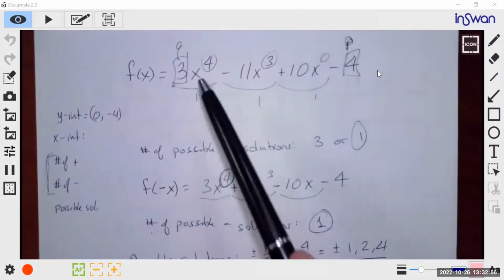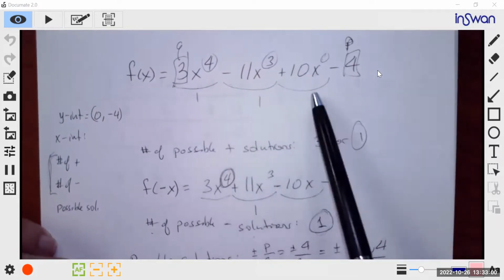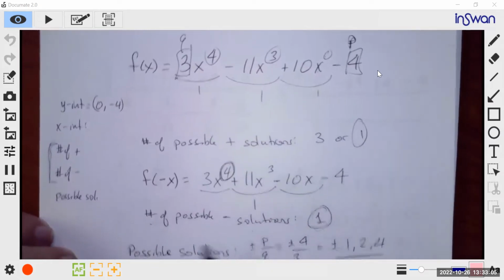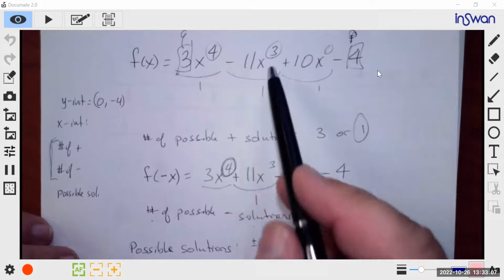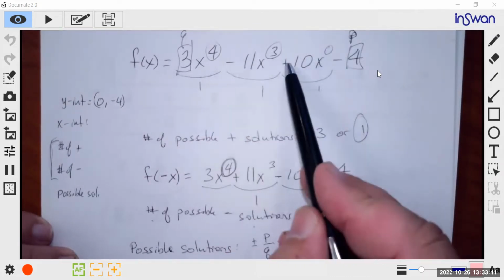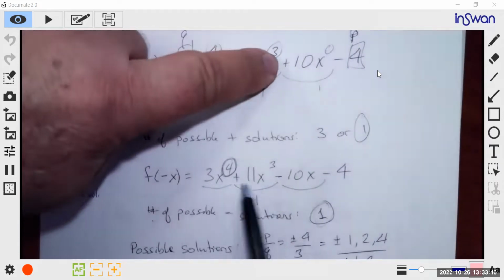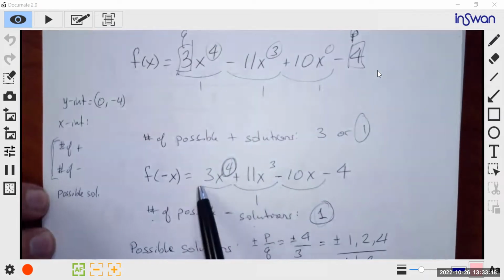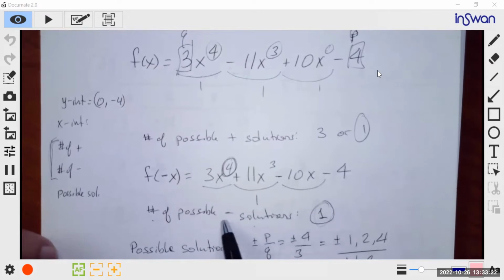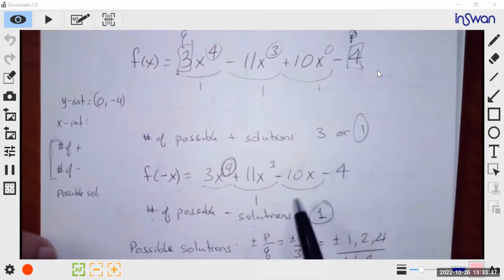All right, so here's our equation. The number of possible positives is the sign changes. We have 3 of them or 1 of them. For the possible negative solutions, if it has an odd exponent, just change the sign in front of it. So that positive becomes negative, that negative becomes positive. Now count the sign changes. There's 1. So we're going to have 1 negative solution, and either 3 or 1 positive solutions.